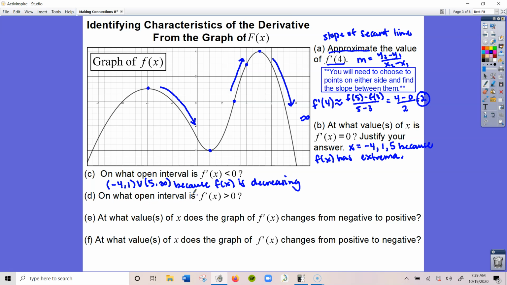Now, on what open interval is f prime of x greater than 0? And this occurs when my function is increasing. And we can see that it's increasing from negative infinity to negative 4, and from 1 to 5. And again, our reasoning is because f of x is increasing.